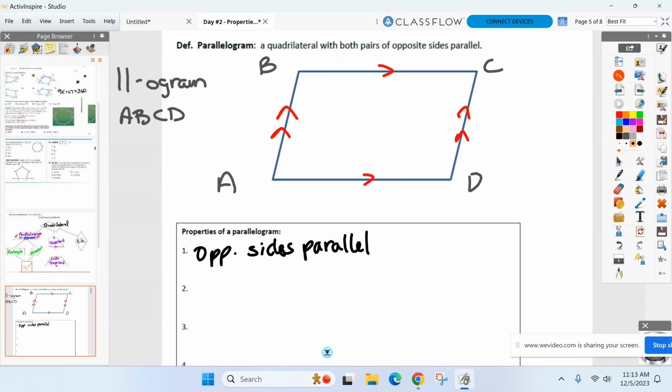Angles that are across from one another are congruent. Opposite? Yeah. Okay, I can do that. Ready? Opposite angles are congruent. Yep. Angle A is congruent to angle C. Angle B is congruent to angle D. Yes, opposite angles are congruent to each other.